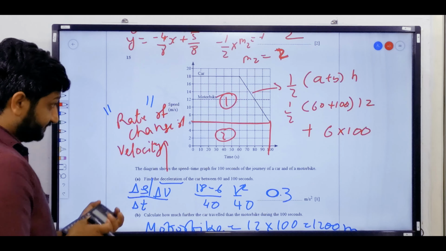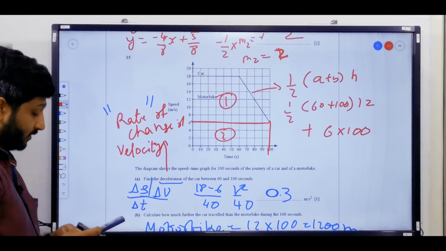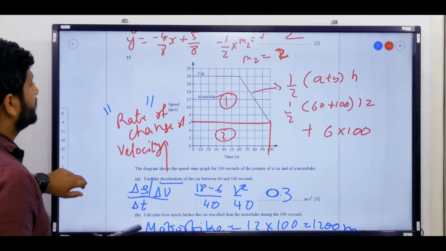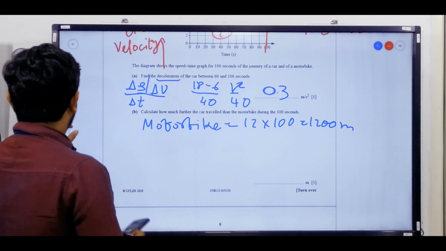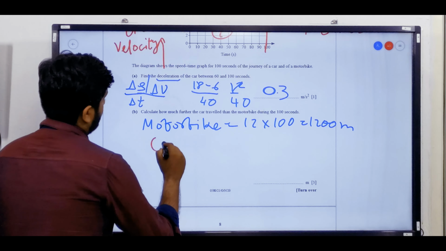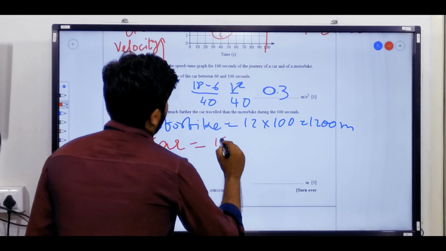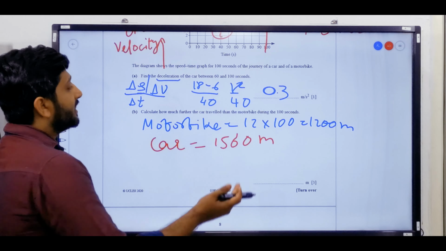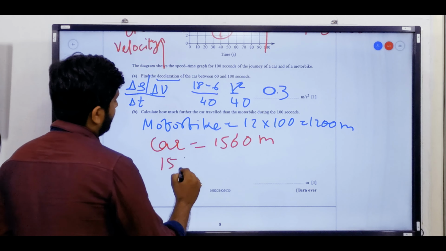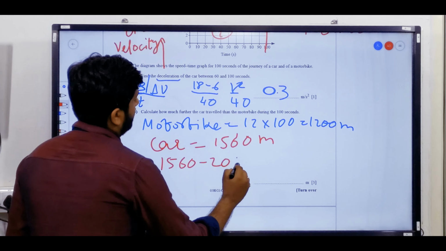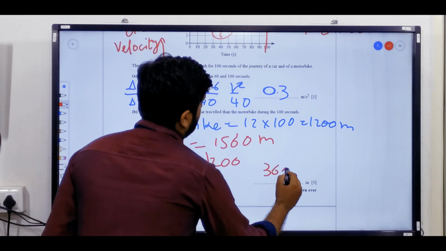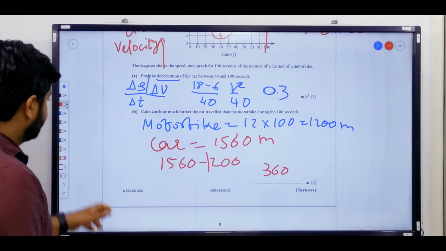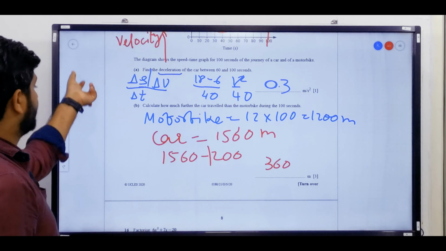Let me try to find this in my calculator. The total area comes out to be 1560. So the total area of the car is 1560 meters. So how far has the car traveled? The car has traveled 360 meters more than the bike. Let's move on to the next question.